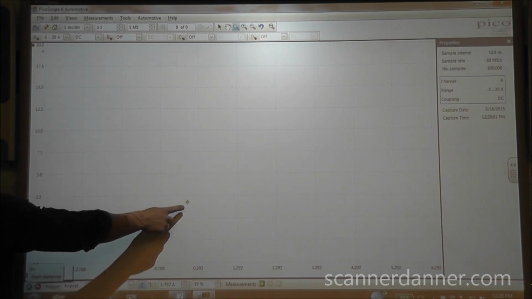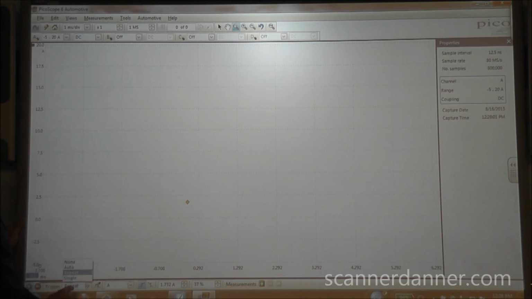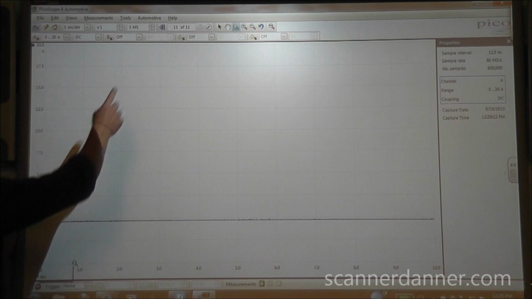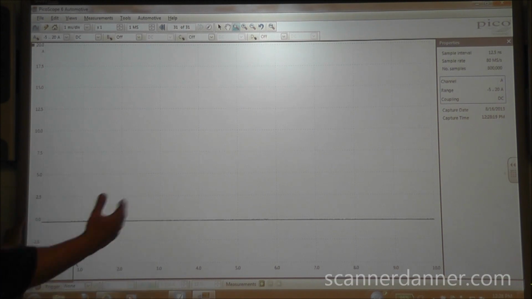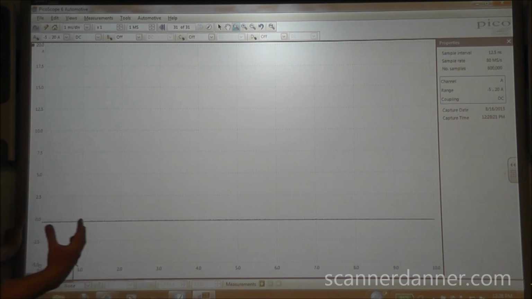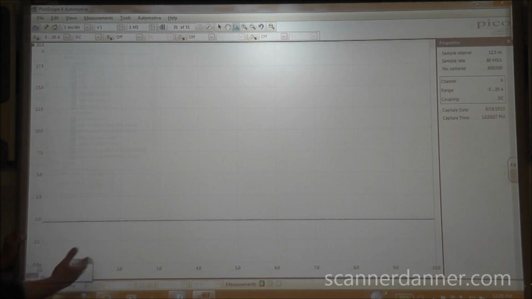Actually, it will not because it's waiting for a trigger. So let's turn that to none. And you see these frames counting. When you have this waveform buffer, what you can do is look back at different screens. And it really makes the single trigger event not as necessary, but we still use it.